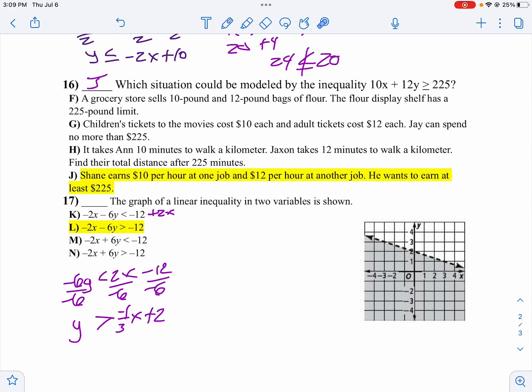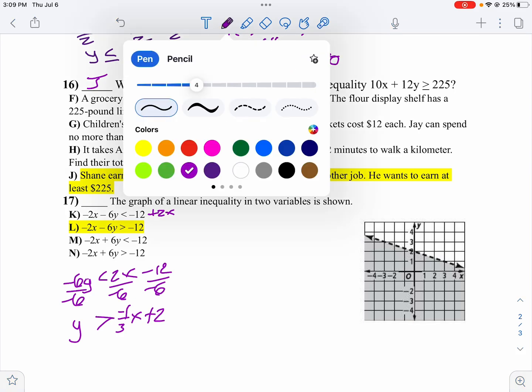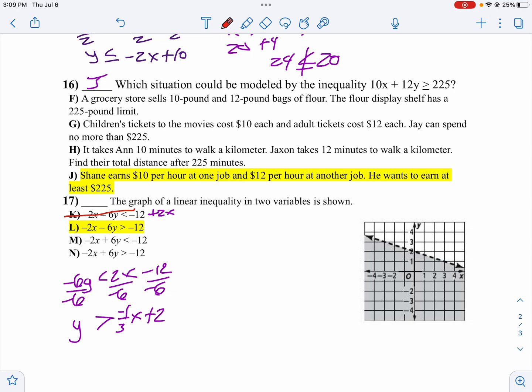The problem is it's greater than, isn't it? And that's not greater, that's less than. So K is not the correct answer. Now, L, if we notice, is just like K, except the inequalities are flipped around. So L is going to be y is less than negative 1/3 x plus 2. So I'm shading below it. I've got a dashed line. My y-intercept is 2. If I go down 1 and over 3, look at that. That's perfect, isn't it? So it is L.